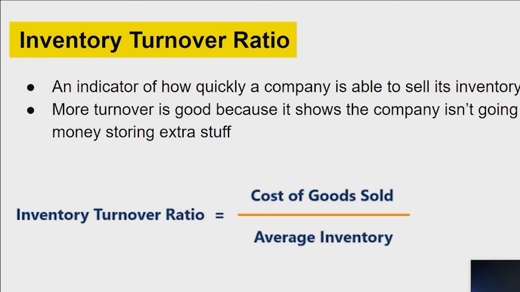Now, this is one of those things where sometimes profit margin doesn't matter as much as volume. So if a company has a product that has a really high profit margin, but it just sits on the shelf for a long time, that isn't necessarily going to be as profitable as a product that has a low profit margin, but it has high turnover, so it gets sold really quickly. Now, more turnover is a good thing because it shows the company isn't wasting money storing stuff.